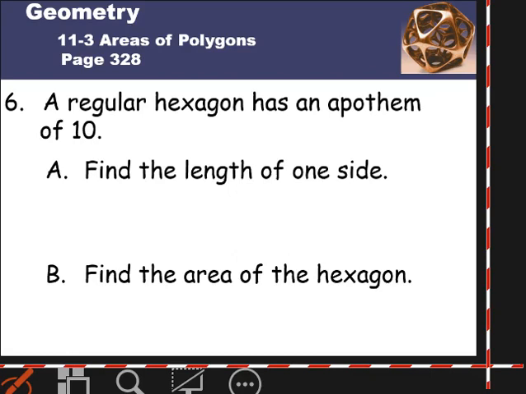Alright, so for number 6, we have a regular hexagon. So again, it's another hexagon, and it has an apothem of 10. We have to find the length of a side, and then the area of the hexagon.